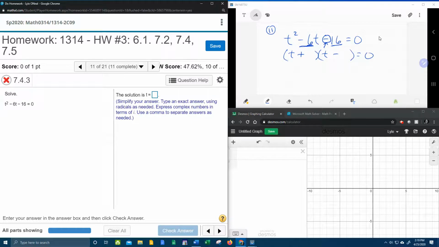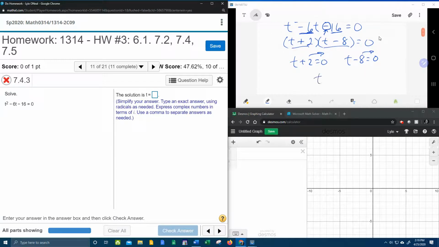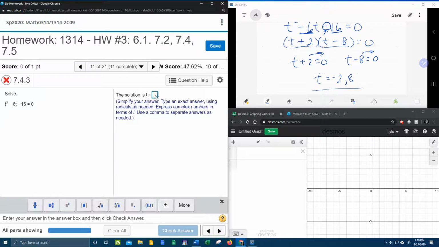Are there 2 numbers that multiply to make 16 and subtract to make negative 6? 8 and 2. 8 times 2 is 16. Notice that 2 minus 8 is negative 6. And now that this is factored, I can set each factor equal to 0. Moving the 2 and the 8, that's going to give me t equals negative 2 and positive 8. So let's see if that is correct. T is negative 2, and it does say to use a comma to separate my answers, negative 2 and 8.